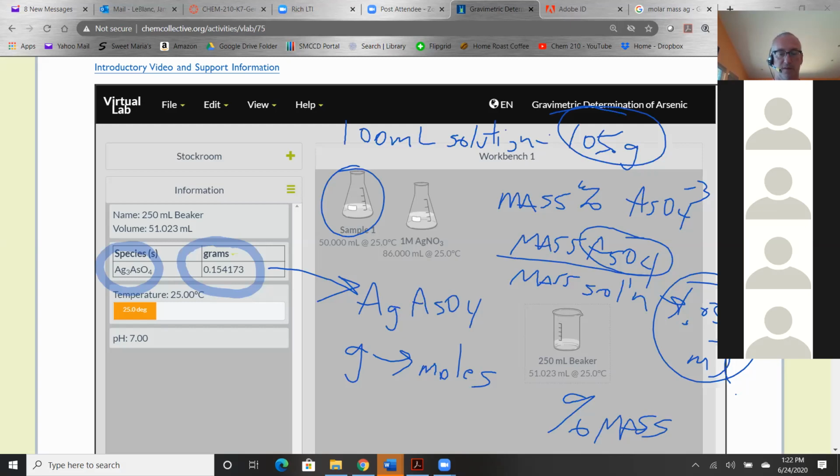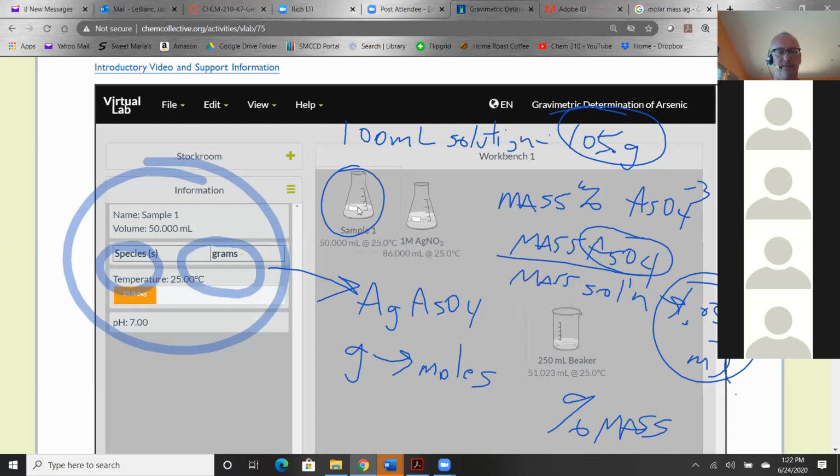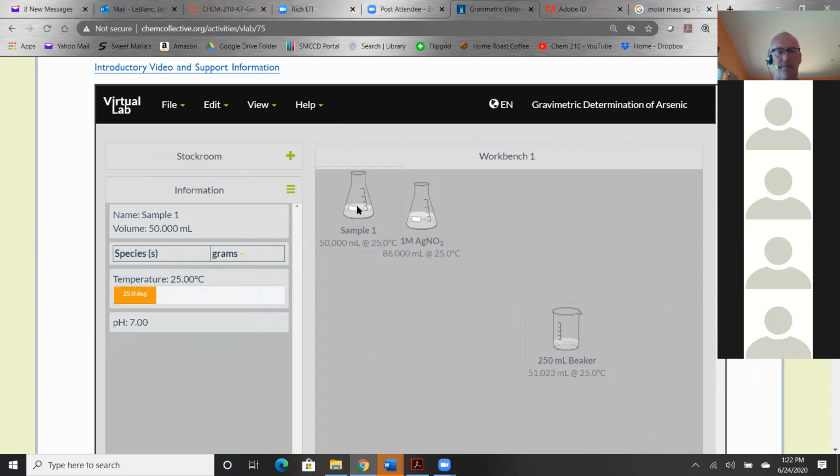So how do you get to that icon information? Which icon information? Here. Oh, here? Let me, that information? Yeah. Oh, just click on the beaker. So look here, let me just clear everything. There's a lot of stuff here. So if I click on the sample, it tells me what's in the sample. So here, it's telling me I have 50 mils of sample 1 in that container.